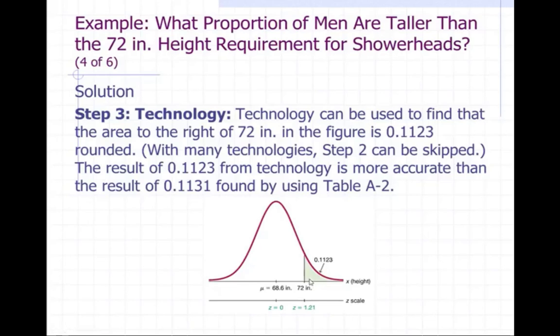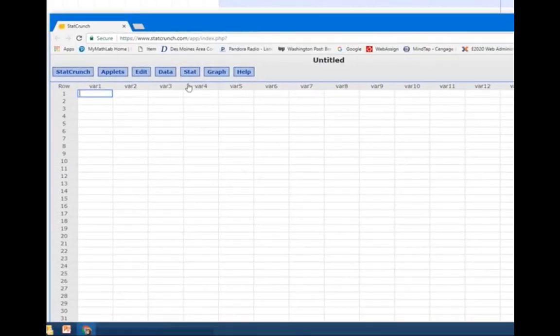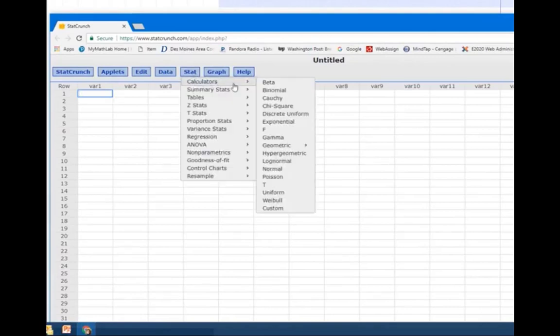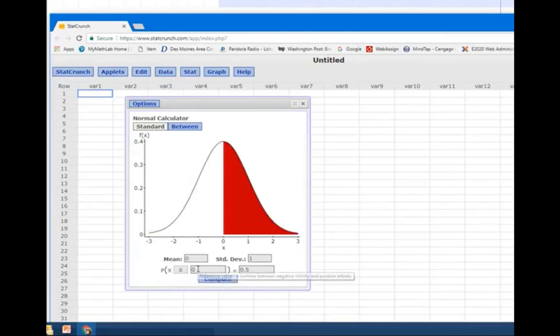So let's pause here. I want to pull in StatCrunch so we see that. Let's pull in StatCrunch, and remember I'm going to go Stat, Calculators, Normal. Remember, this is the standard normal curve, and we wanted to know the area above a z-score of 1.21.